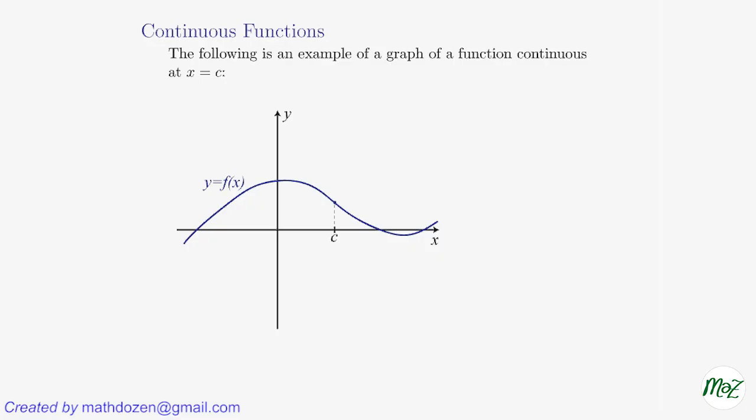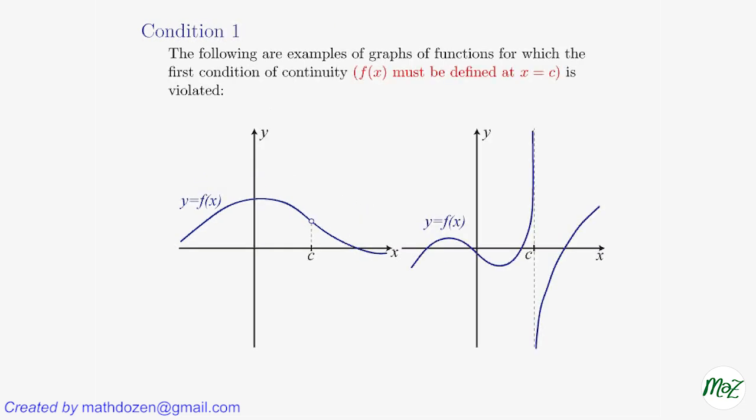Okay, let's have a look at several graphs. This is a graph of a function continuous at x equals c. So we can see that the graph from both sides approaches the same height, and the value of the function at x equals c also is equal to that limit. So generally this is the graph of a continuous function, just goes right through the point.